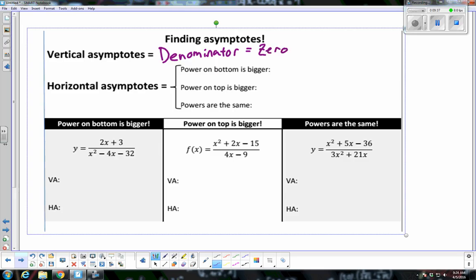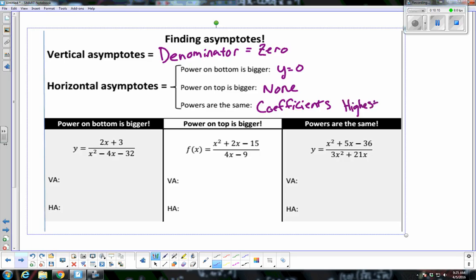As far as a horizontal asymptote, a little trickier. If the power on the bottom is bigger than the top, we're going to have y equals 0. If the top is bigger, then we're going to say there's no asymptote, or none. And if the powers are the same, we're going to look at the coefficients of the highest power. I'll explain each one of those.